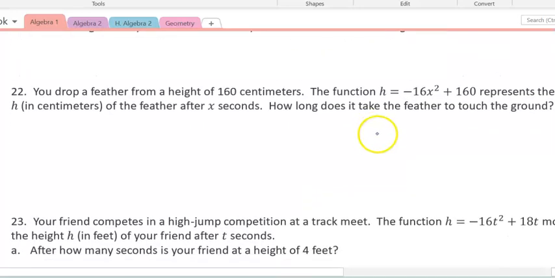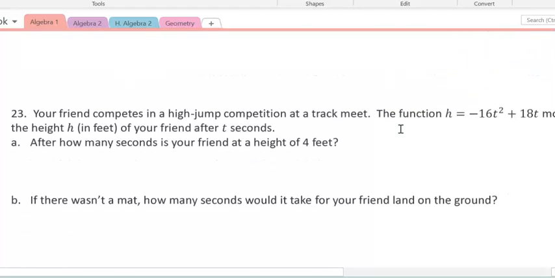On this one, you want to know when does it touch the ground. So when it touched the ground, you put 0 for height, and then you solve. Think about how you'd solve since this has an x squared and not an x. Think about what the best way would be.